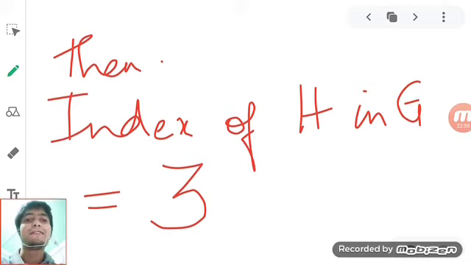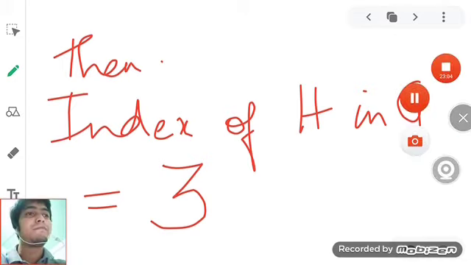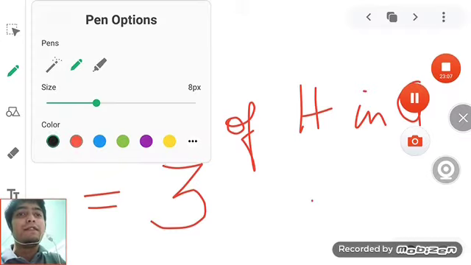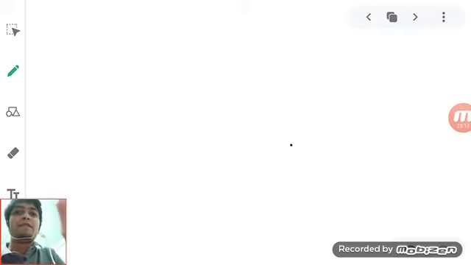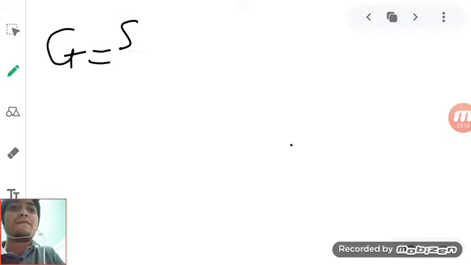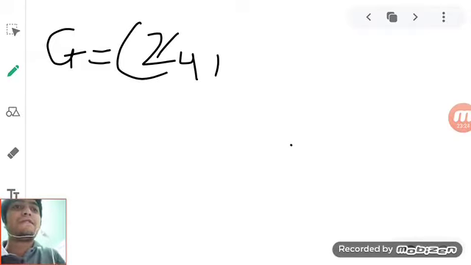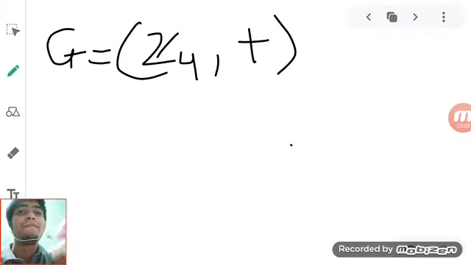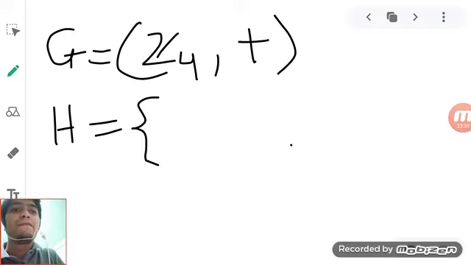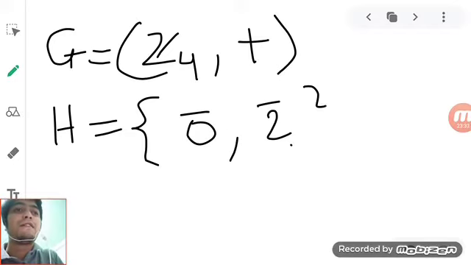But now, since we still have time, let us take a look at another example. Let's see another example where we are finding the index. So let us take G equal to Z4, addition modulo 4. Just add and then take the remainder. Now let us take H equal to {0, 2 bar}.